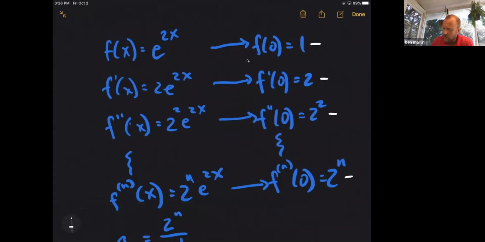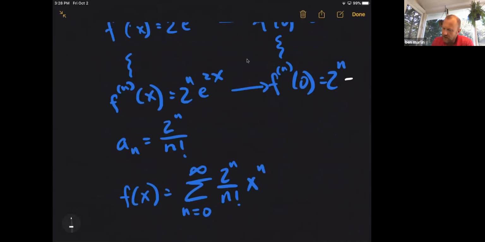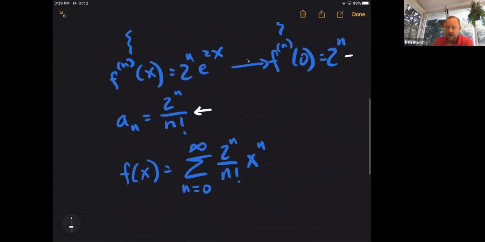So once you've noticed a pattern like that, you can go ahead and say what your a sub n is, that it's 2 to the n divided by n factorial, and then you can write your series by just saying it's a summation n equals 0 to infinity 2 to the n over n factorial x to the n.